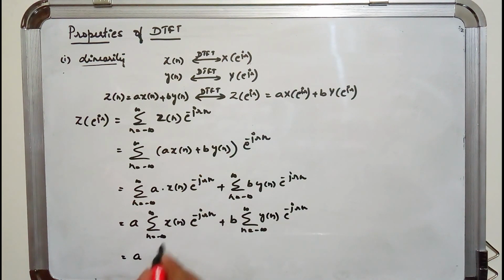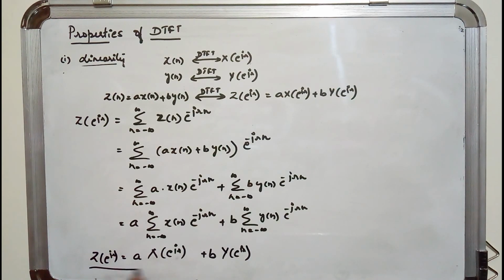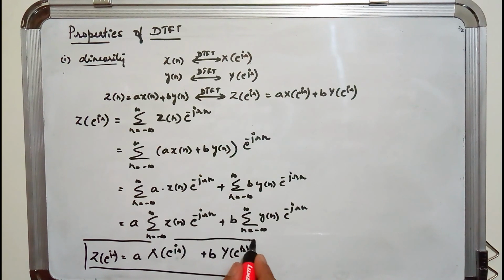So this is nothing but the discrete time Fourier transform of x of n, which is X of e power j omega, plus b into the summation over minus infinity to plus infinity of y of n e power minus j omega n, which is Y of e power j omega. So this will be Z of e power j omega equal to a into X of e power j omega plus b into Y of e power j omega.